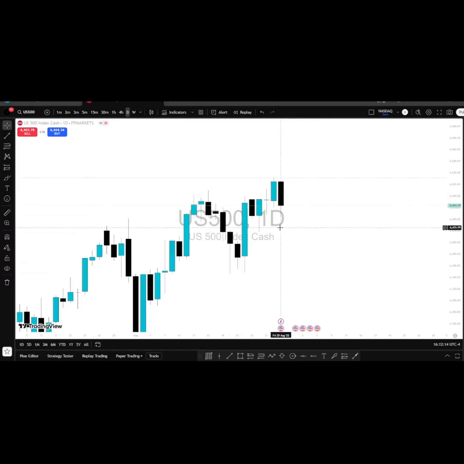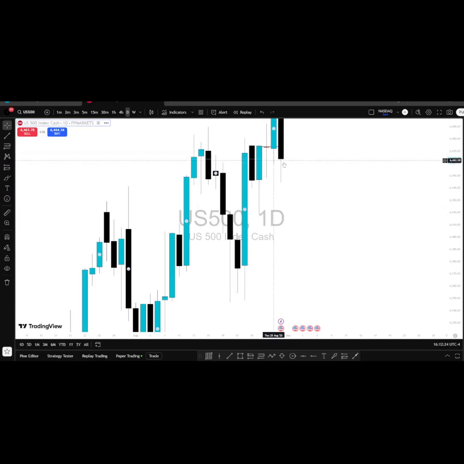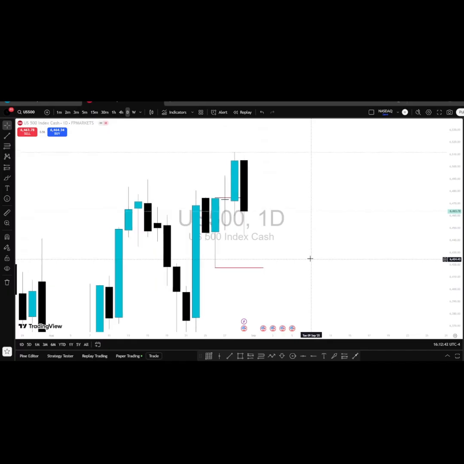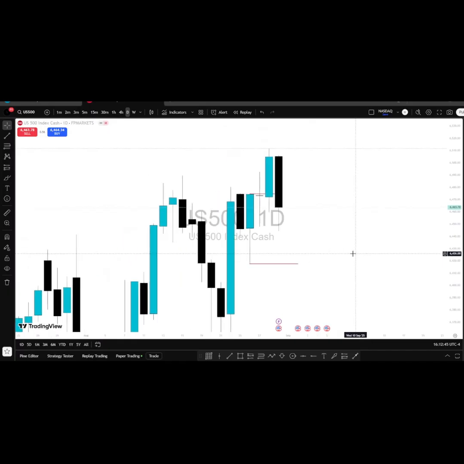Then I came to US 500 and noticed that we had some form of wick, right there, and we have the Tuesday low, because that is how trading is done. You have to start on a higher time frame and then go to lower time frames. So let's look at this price action.